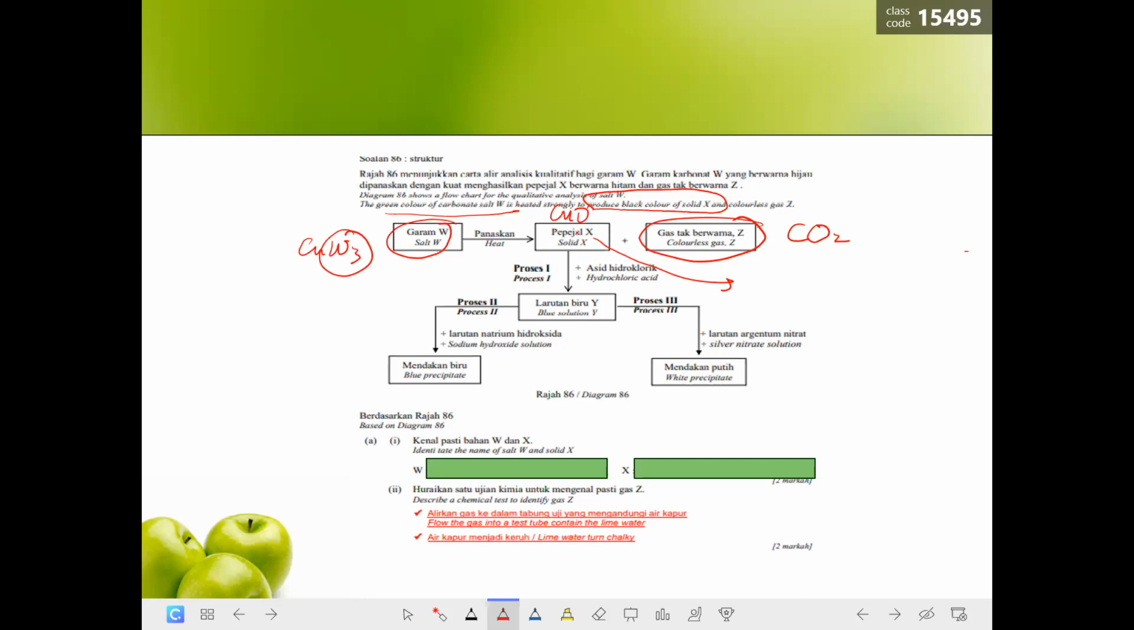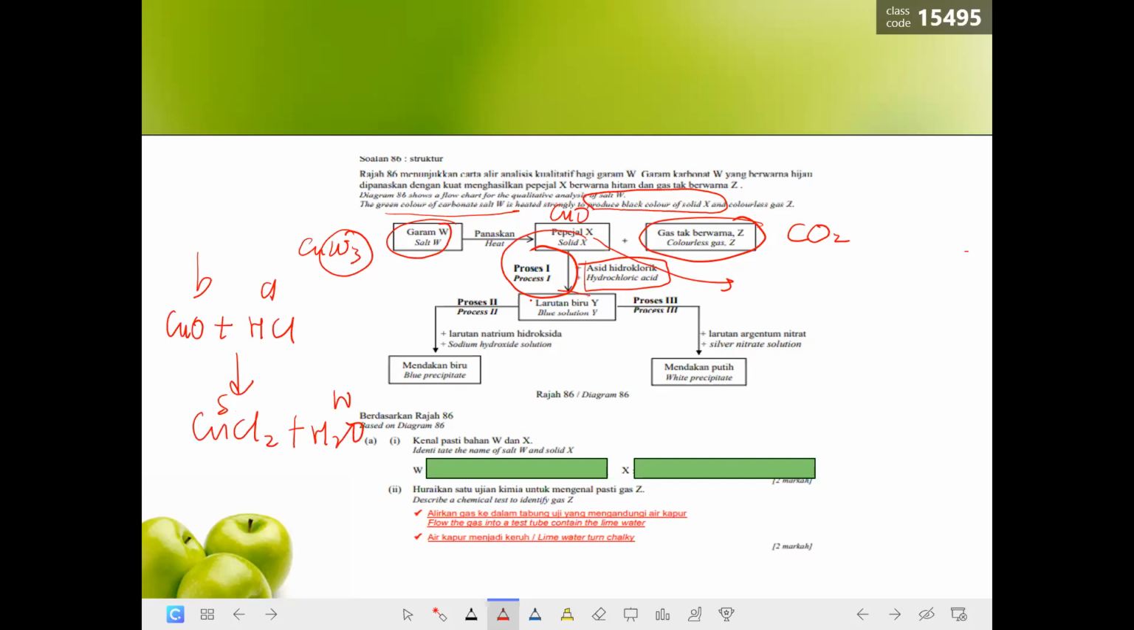Now, they ask me for process one. Your copper oxide plus hydrochloric acid. Okay? So, I want all of you to write down the equation for teacher. Copper oxide plus hydrochloric acid. What am I going to get? CuCl2, correct. Plus H2O. Yes, correct. Because it is acid and base, I get salt and water. Excellent.